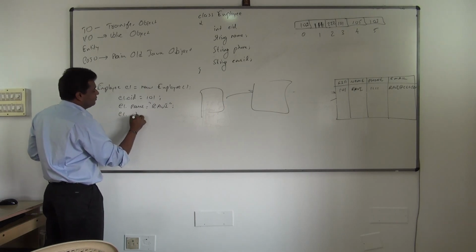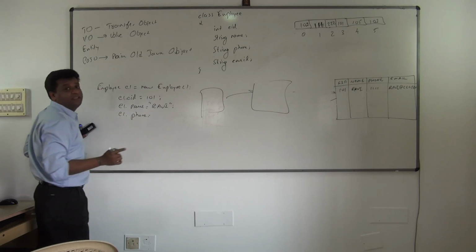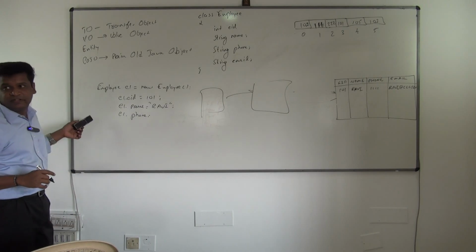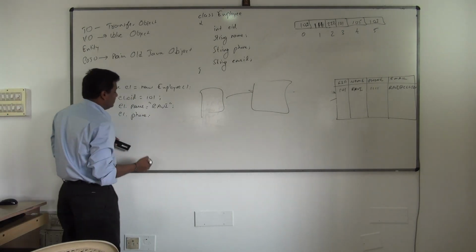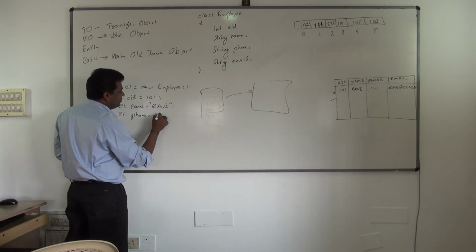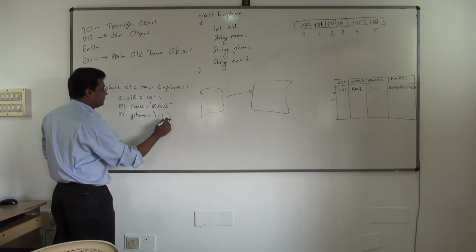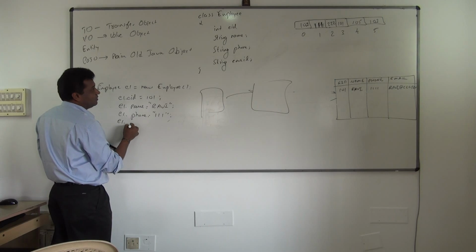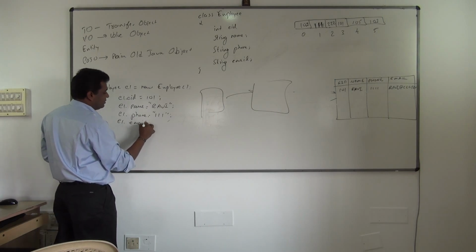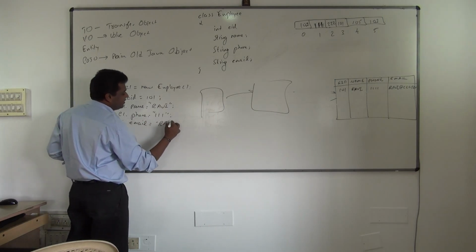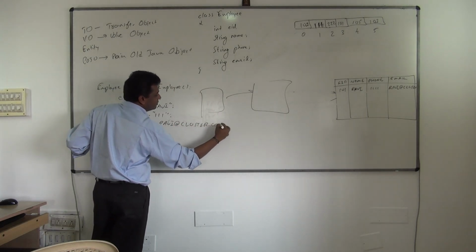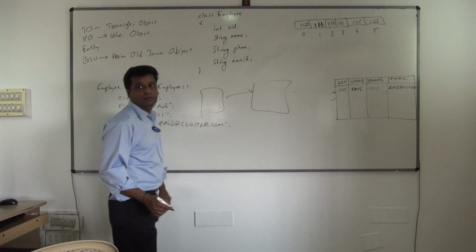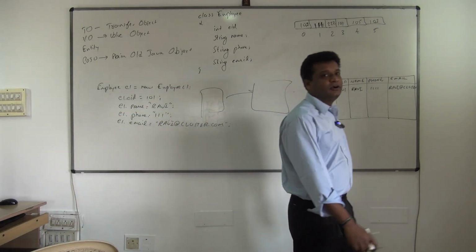e1.phone. Put the heading as TO and write the notes. Okay, put the heading as TO and write the notes, all this. Okay. e1.phone is equal to 111, but in double quotes. e1.email is equal to ravi@cluster.com. This is how you got your TO now.